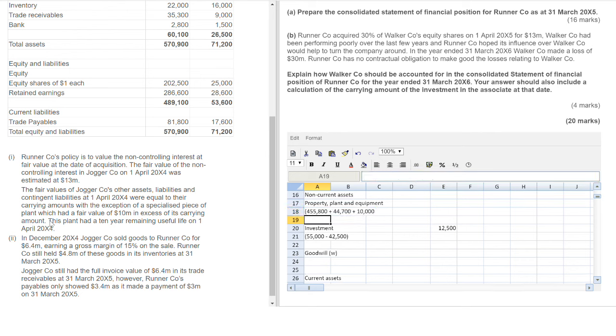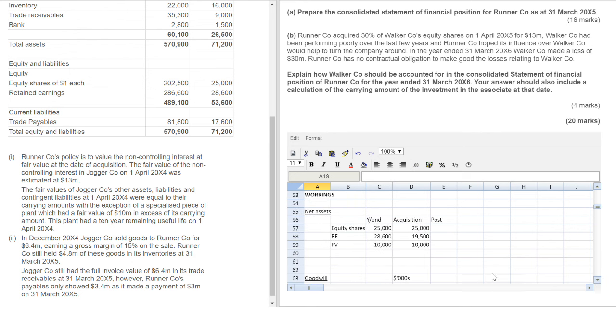You can then deal with the fact that this plant had a remaining useful life of 10 years on that acquisition date. Why? Because what you then need to do is depreciate that fair value adjustment. 10 million over 10 years is 1 million per annum. Okay, excellent. There we go.